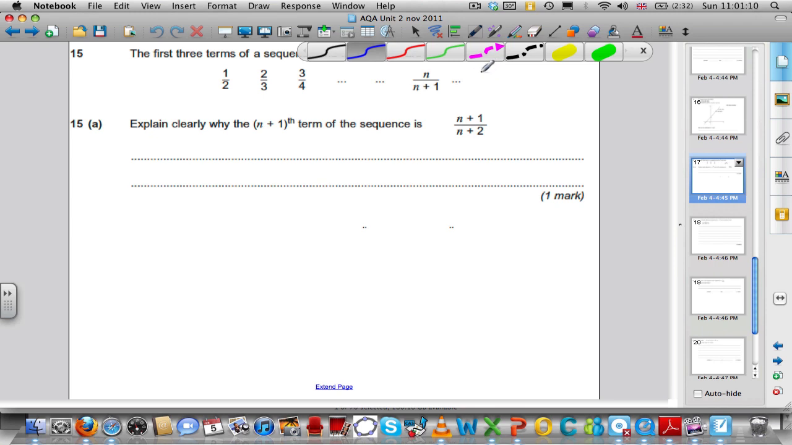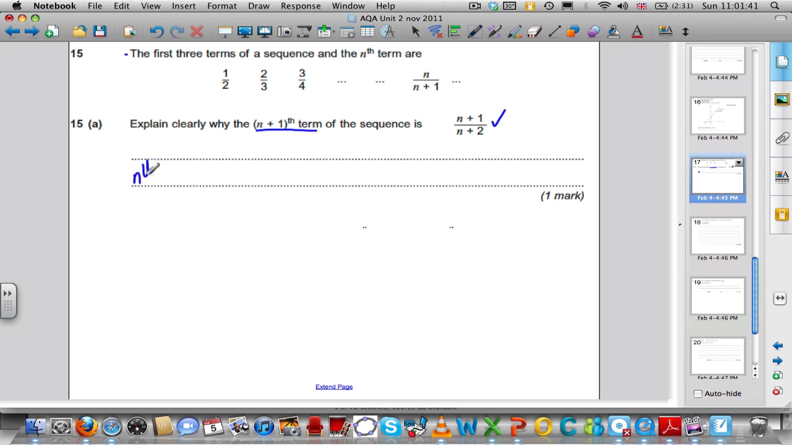So what's like the 5th term? Well, the 5th term is therefore 5 over 5 plus 1, which is 6, so 5 over 6. You could work out something like the 100th term, which would be 100 over 101. So that's what the nth term does for us. We substitute any number or value in there, and it will give us what the value of that term in the sequence is. It asks us the n plus 1 term to show that it's equal to that.